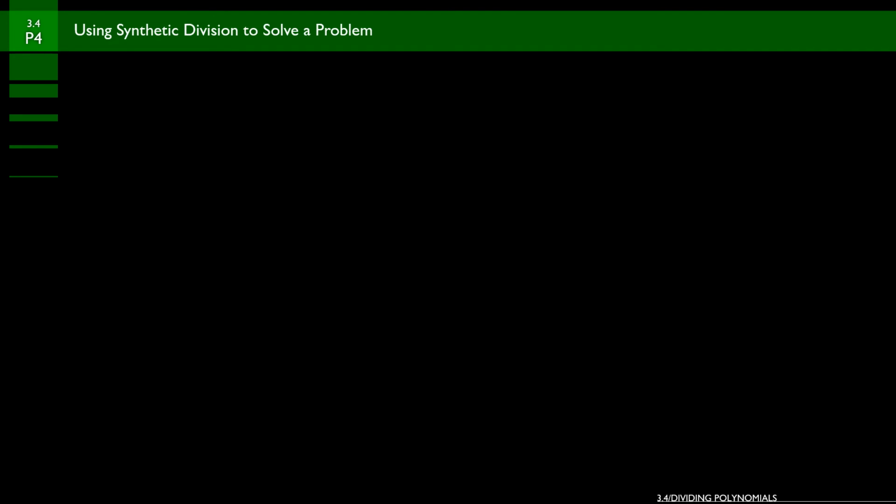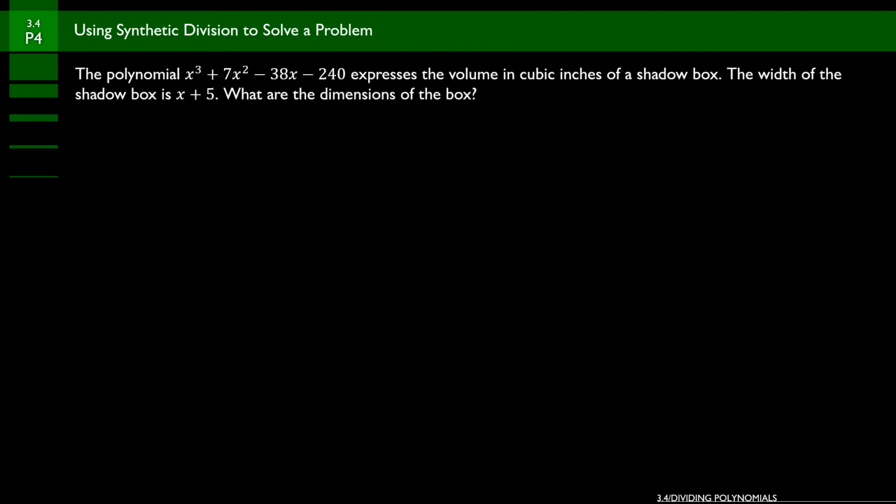In problem number 4, we're going to use synthetic division to solve a word problem. It says the polynomial x cubed plus 7x squared minus 38x minus 240 expresses the volume in cubic inches of a shadow box. The width of the shadow box is x plus 5. What are the dimensions of the box? So our dividend here is going to be 1, 7, negative 38, and negative 240.